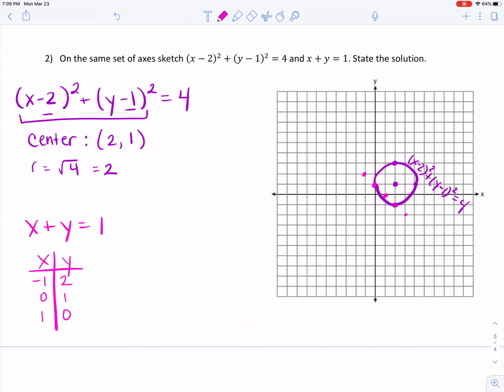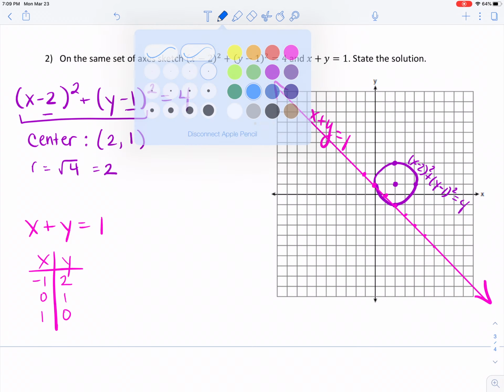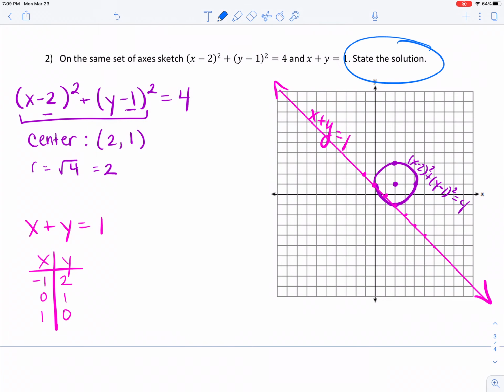I could plot more points if I want, but I could see if I go through the entire graph, I could find the solutions. I'm going to label the line, x plus y equals 1. And now since this one told me to state the solution, it should have said solutions, which I put on the practice sheet for tomorrow.